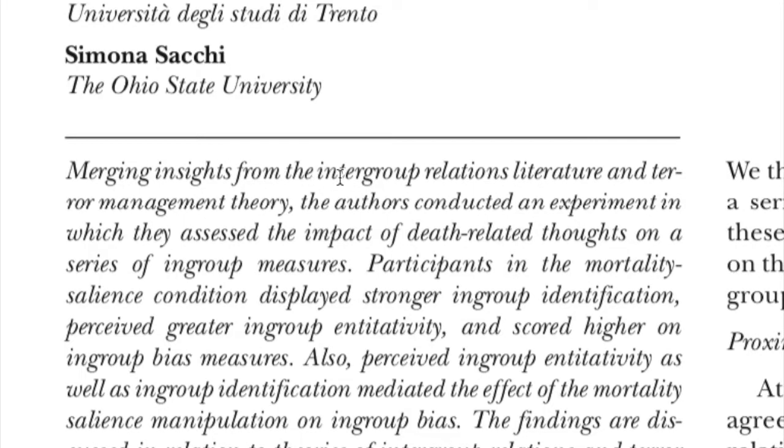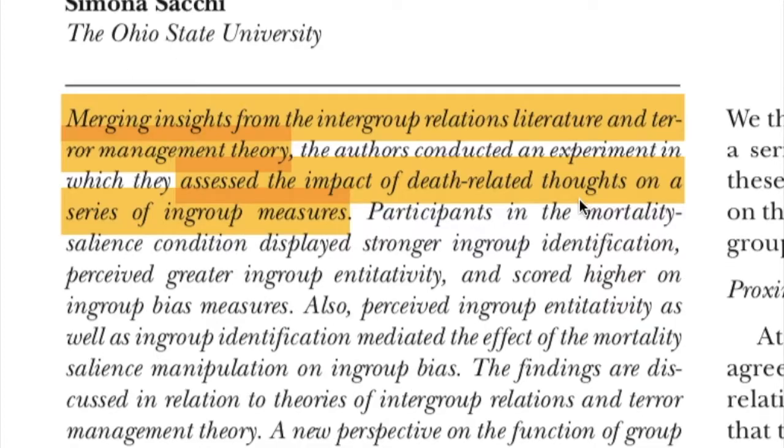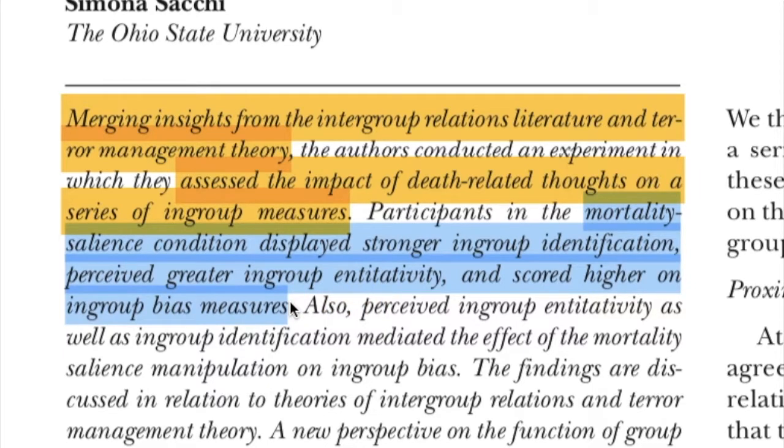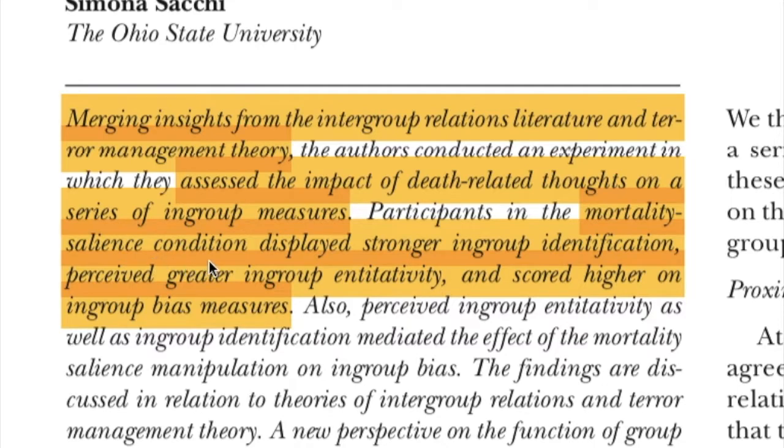I read the abstract first because all of the most important points are going to be in the abstract, so I can just jot down 1 to 2 lines of summary in my notes to understand the general findings so I don't lose the most important ideas from the article. For me, the most important point is actually this third point here. So mortality salience condition displayed stronger in-group identification, perceived greater in-group entitativity, and scored higher on in-group bias measures.